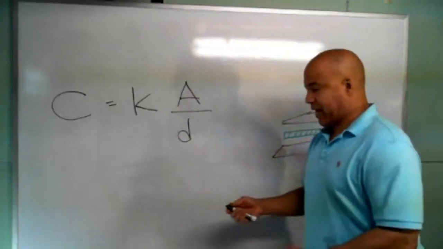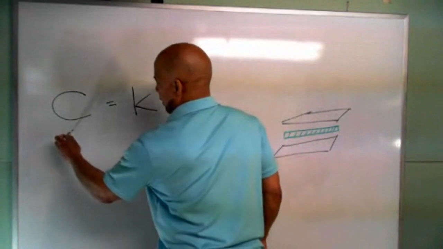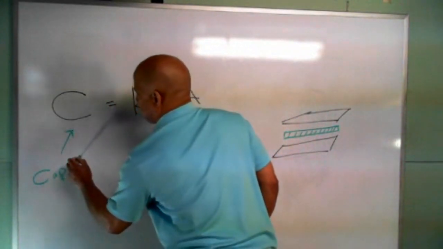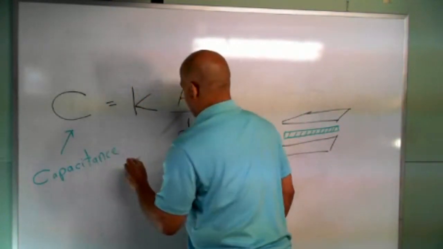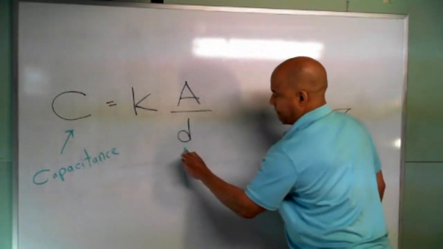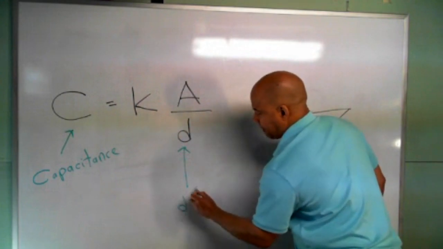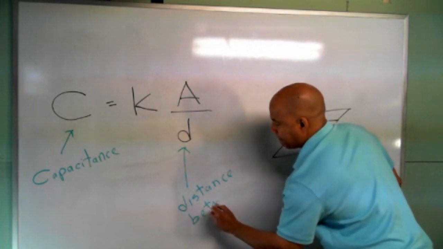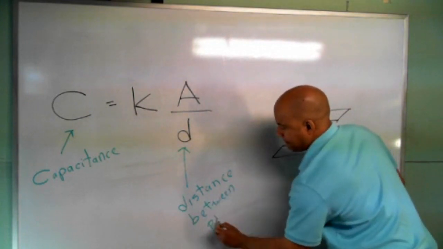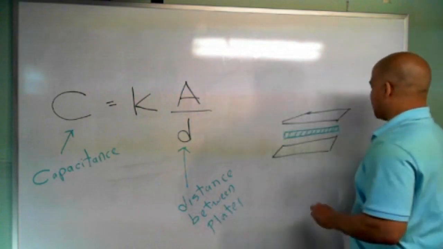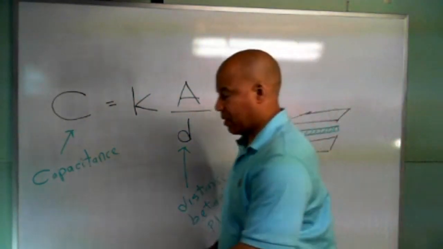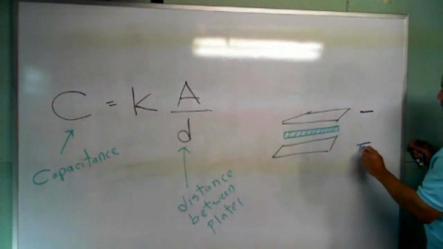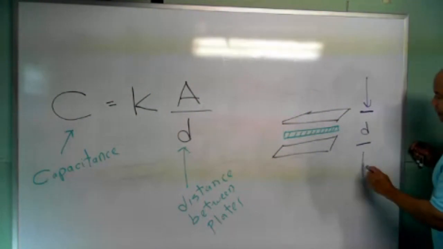But referring to this equation, the C is, of course, capacitance. The D, that's the distance between plates. So D in this diagram is the distance between the plates. So D would be like this distance from here to here. That's the distance between the plates.